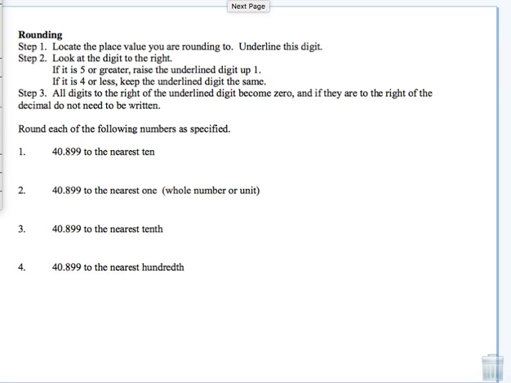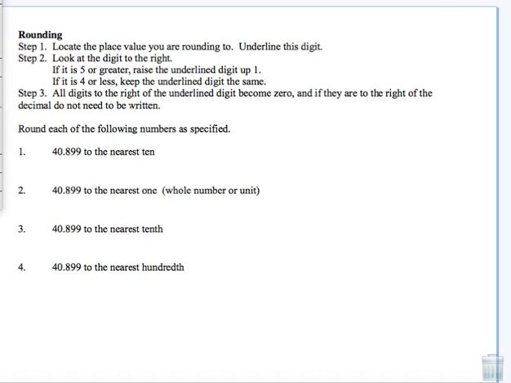Last thing for this lesson is some rounding. And so when we do rounding as far as decimals, it's very similar to rounding we do with whole numbers. We locate the place value that we're rounding to. We underline this digit. We look to the right. If it's 5 or greater, we round up. If it's 4 or less, we keep it the same. Now, step 3, all digits to the right of the underline become 0. And if there are no digits to the right of the decimal, those places do not need to be written.